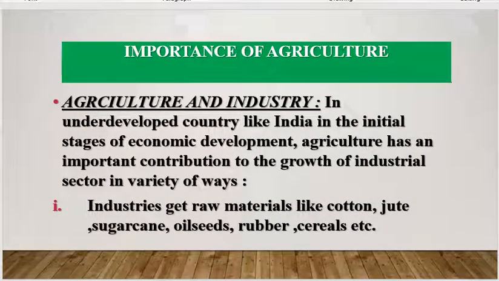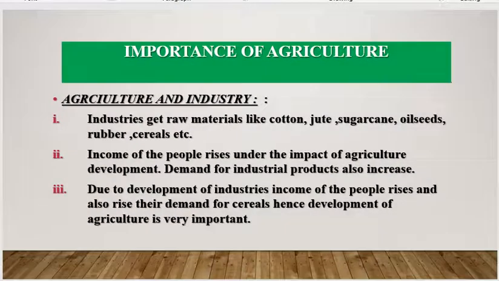Agriculture and industry are both interconnected with each other. In underdeveloped countries like India, in the initial stages of economic development, agriculture has an important contribution to the growth of the industrial sector in a variety of ways. Industries are dependent upon agriculture for their raw material. They get raw materials like cotton, jute, sugarcane, oilseeds, rubber, cereals, etc. So, if agriculture develops, industry also develops.